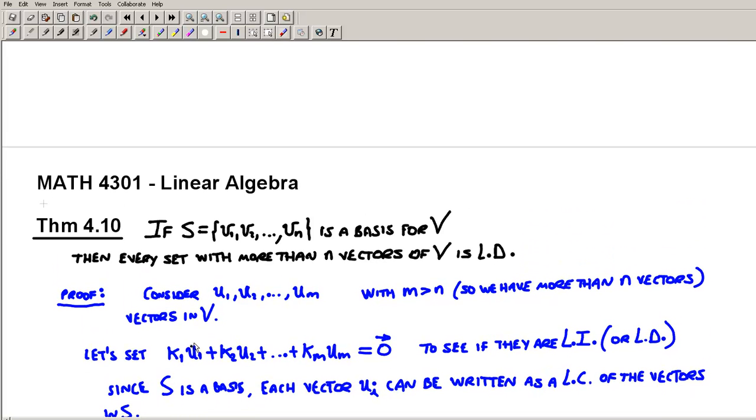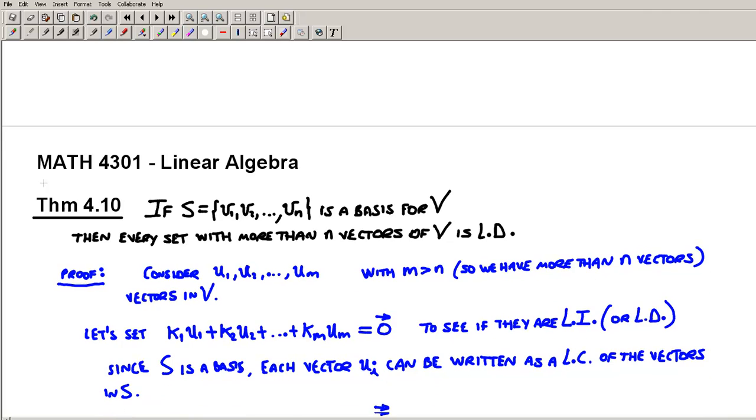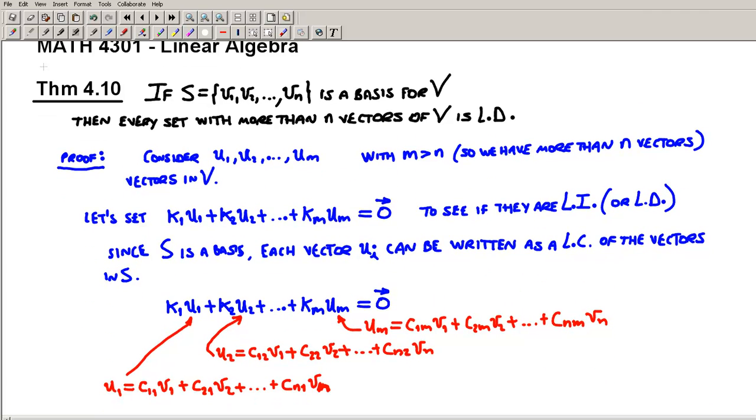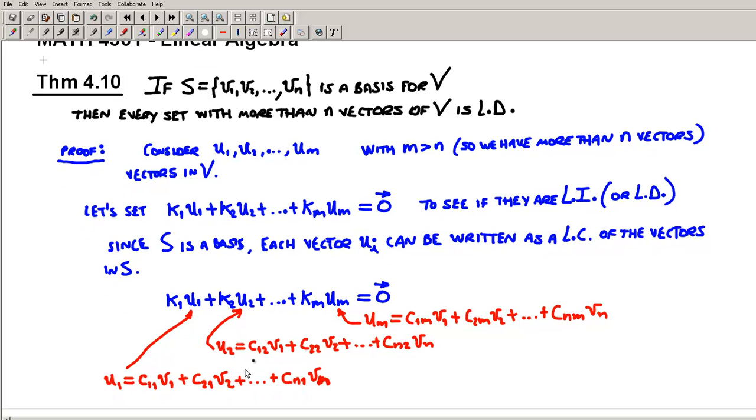Okay, so a way to do that is to take each of those vectors u and write each vector as a linear combination of the vectors in the basis. Because S is a basis, each vector can be represented as a linear combination of the vectors in the basis. So this is what I do. Okay, I'll explain the red notes in a minute. So here's a linear combination. I set them equal to 0. Now I take each u and I write them as a linear combination of those v's.